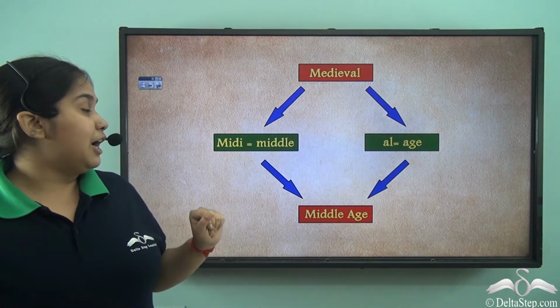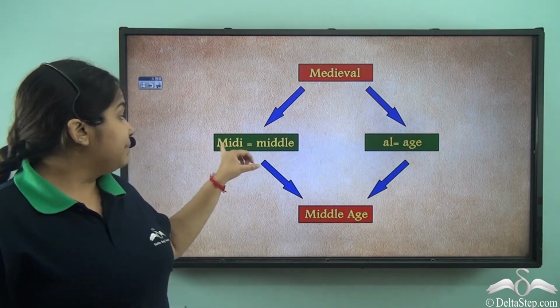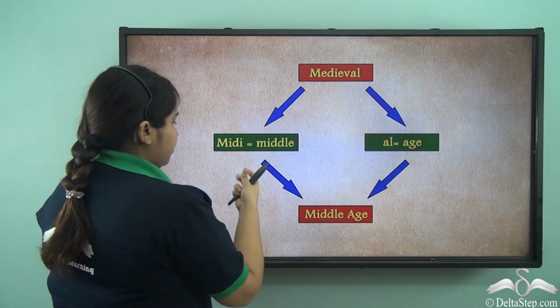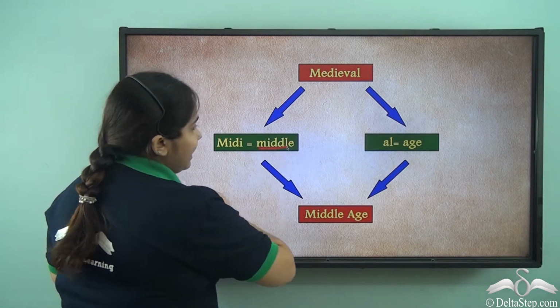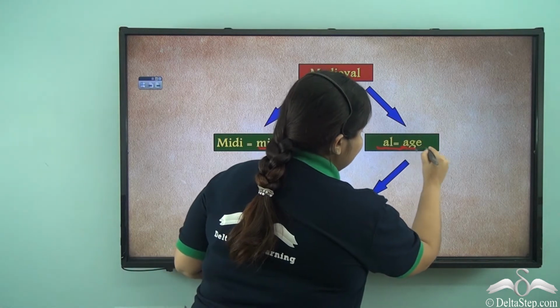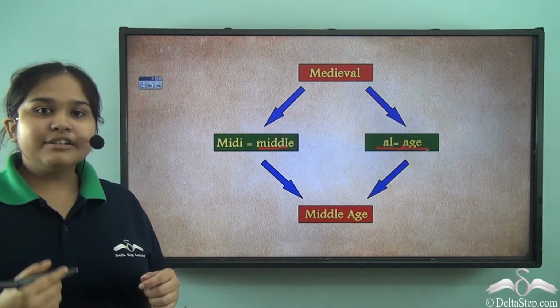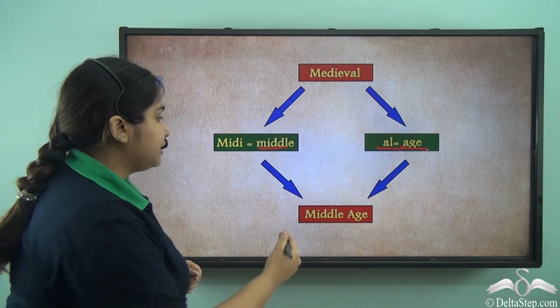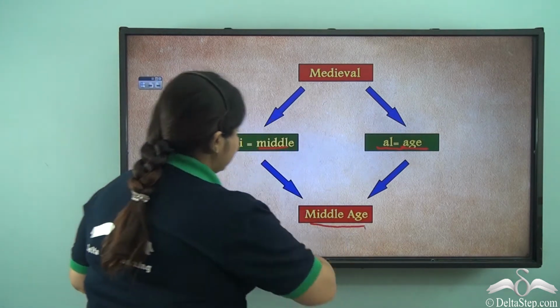The word medieval comes from the Latin word medi, which means middle, and aevum, which means age. Thus, the literal translation of medieval would then be Middle Ages.